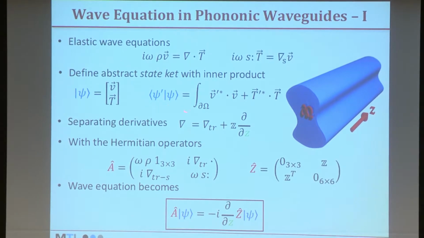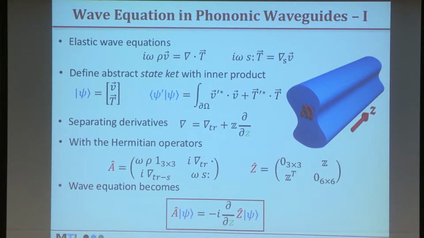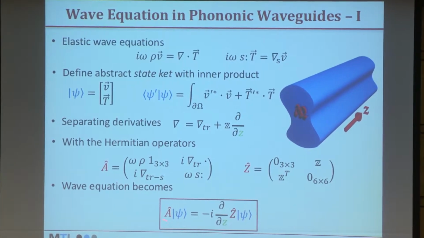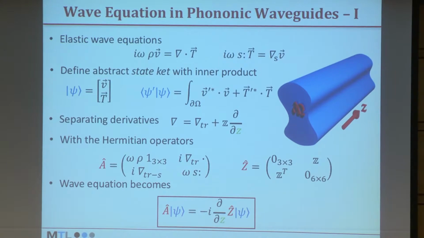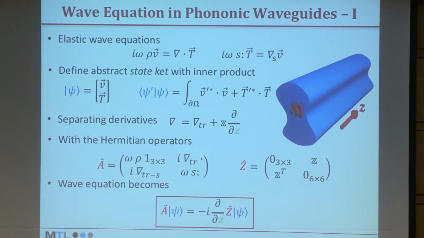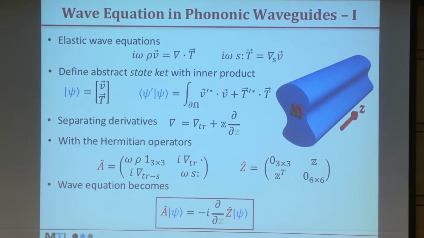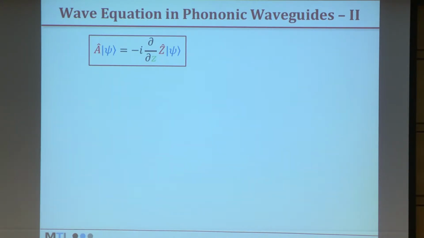And of course, after substituting back, I got to this very nice wave equation here in terms of the abstract state ket that has an operator A and this operator Z. And this is how the operator A looks like after some heavy lifting in vector calculus. I can prove it's Hermitian. So we ended up with a very nice generalized Hermitian eigenproblem.